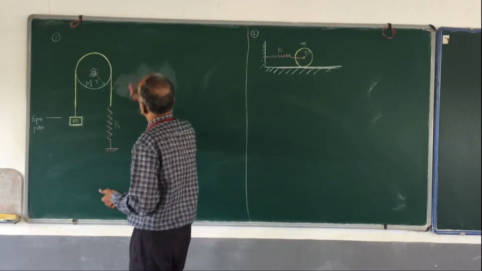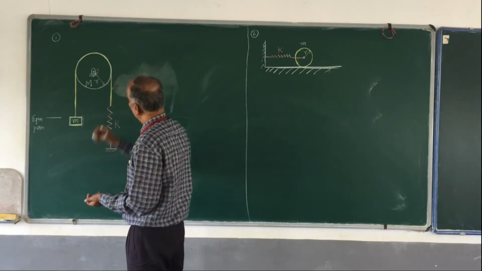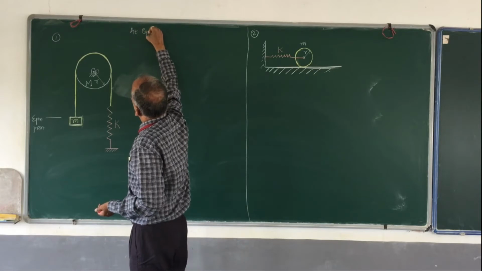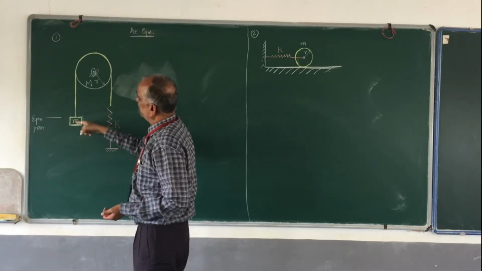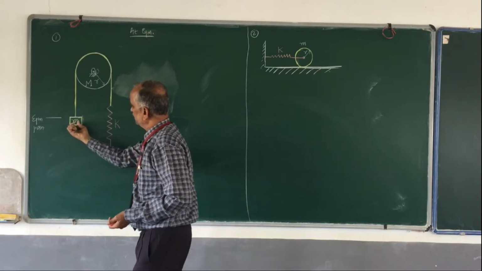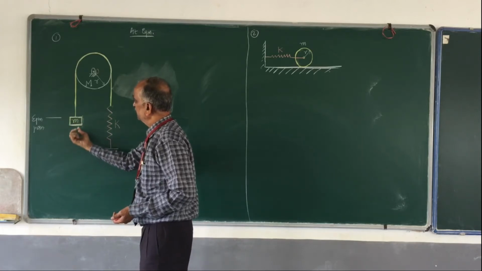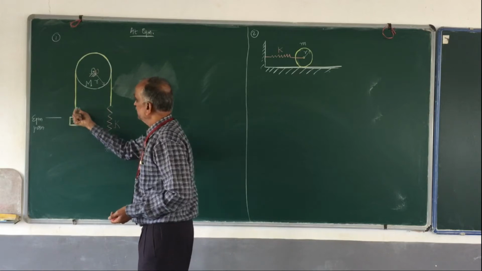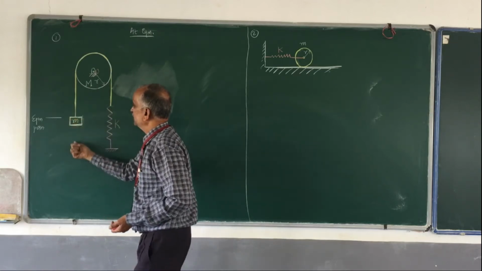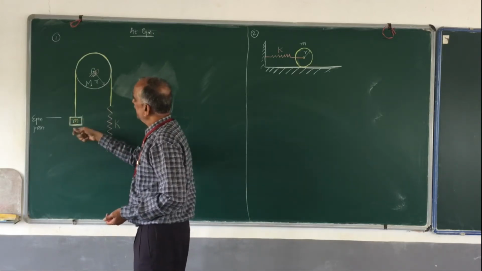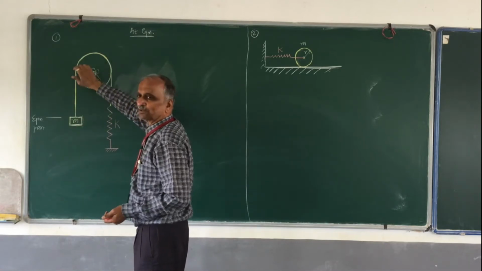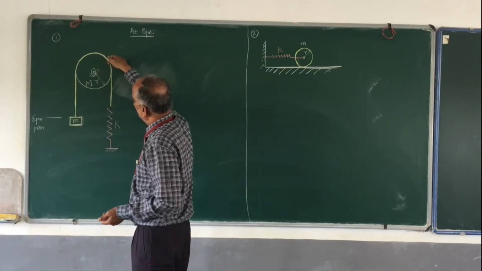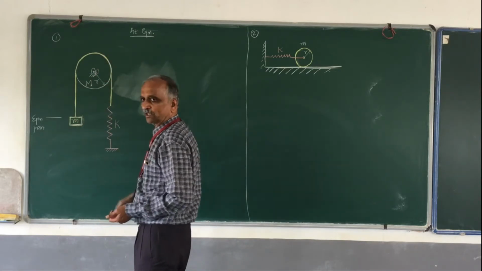So at equilibrium, what happens? The weight mg tries to rotate the pulley. Mg will pull this inextensible string in the downward direction, but the pulley is not rotating, or this is not coming down. That means there must be some force on this side also.